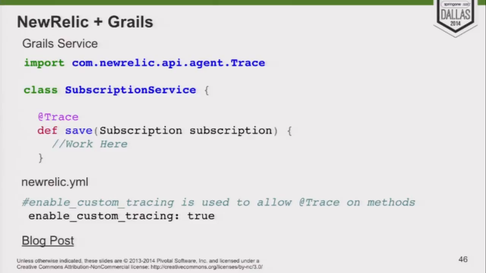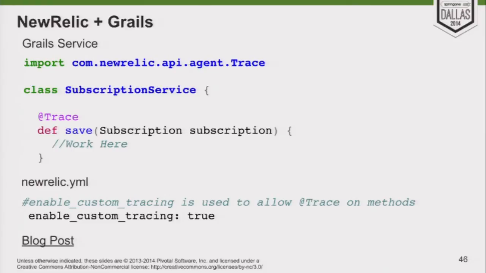In particular, we use a lot of services in our design. We do very thin controllers, and almost everything is shoved into the service layer. We have to add the trace, and that comes from the New Relic API jar. And in our New Relic YAML, we have to enable custom tracing. There's a little blog post there that will walk you through getting it set up. It works very well, and once you've done that, you'll get a very detailed log.